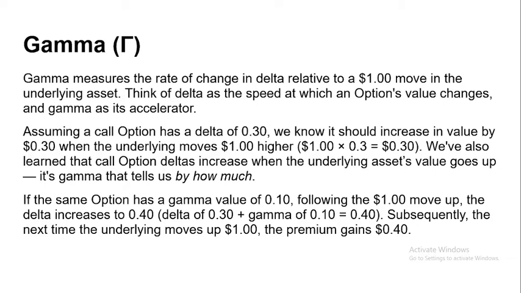So $1 times 0.3 is equal to $0.30. You've also learned that call option deltas increase when the underlying asset value goes up. Gamma tells us by how much. If the same option has a gamma value of 0.10, following a $1 move up, the delta increases to 0.40. Delta of 0.30 plus gamma of 0.10 is equal to 0.4. Subsequently, the next time the underlying moves up $1, the premium gains $0.40.